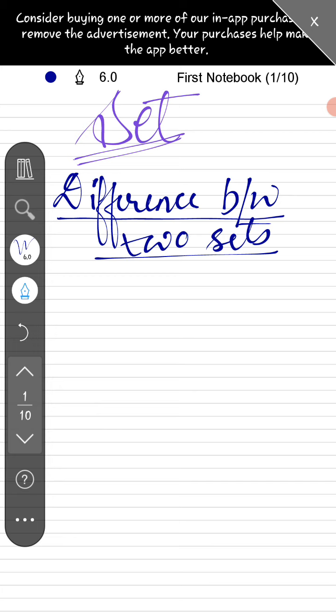Difference means subtraction, removal of something, right? So let's suppose we have set A and set B, and I want A minus B. What does it imply? All the elements of A which are not present in B. We have to write all the elements of A which are not present in B, right?